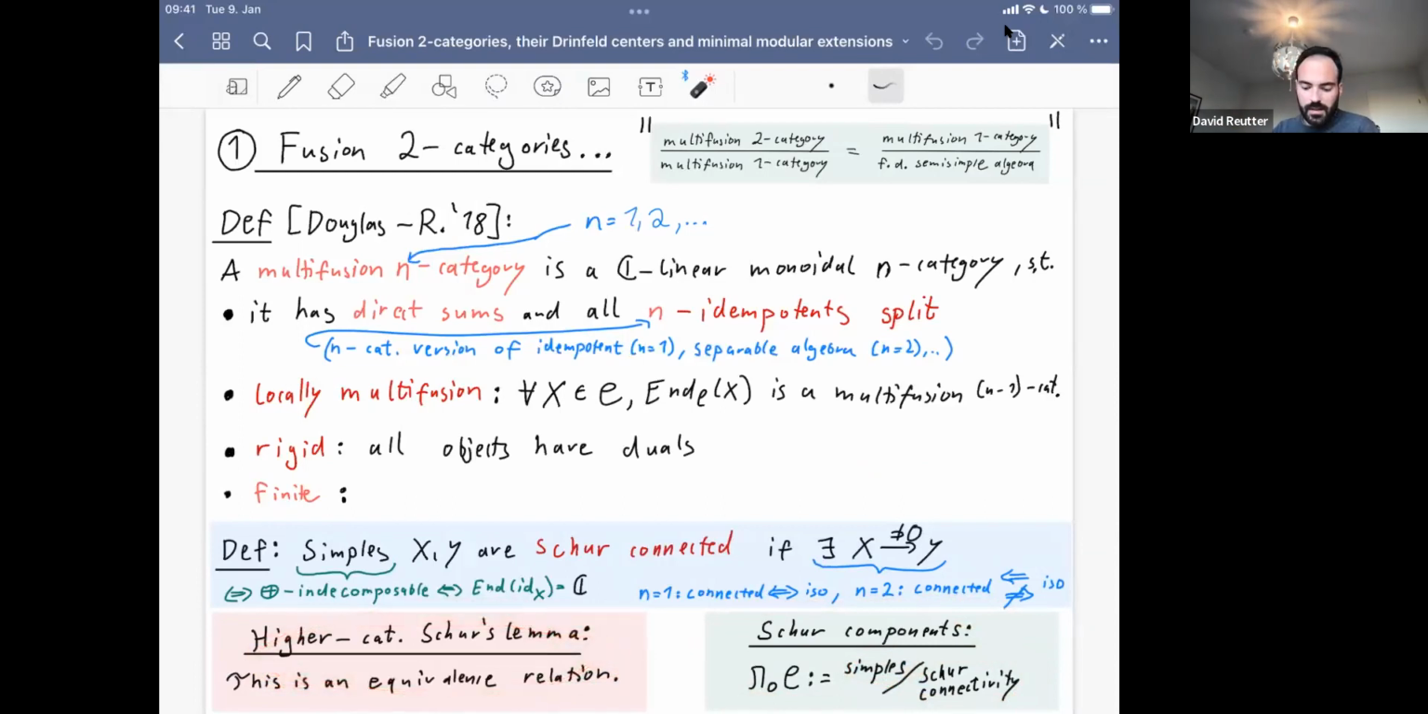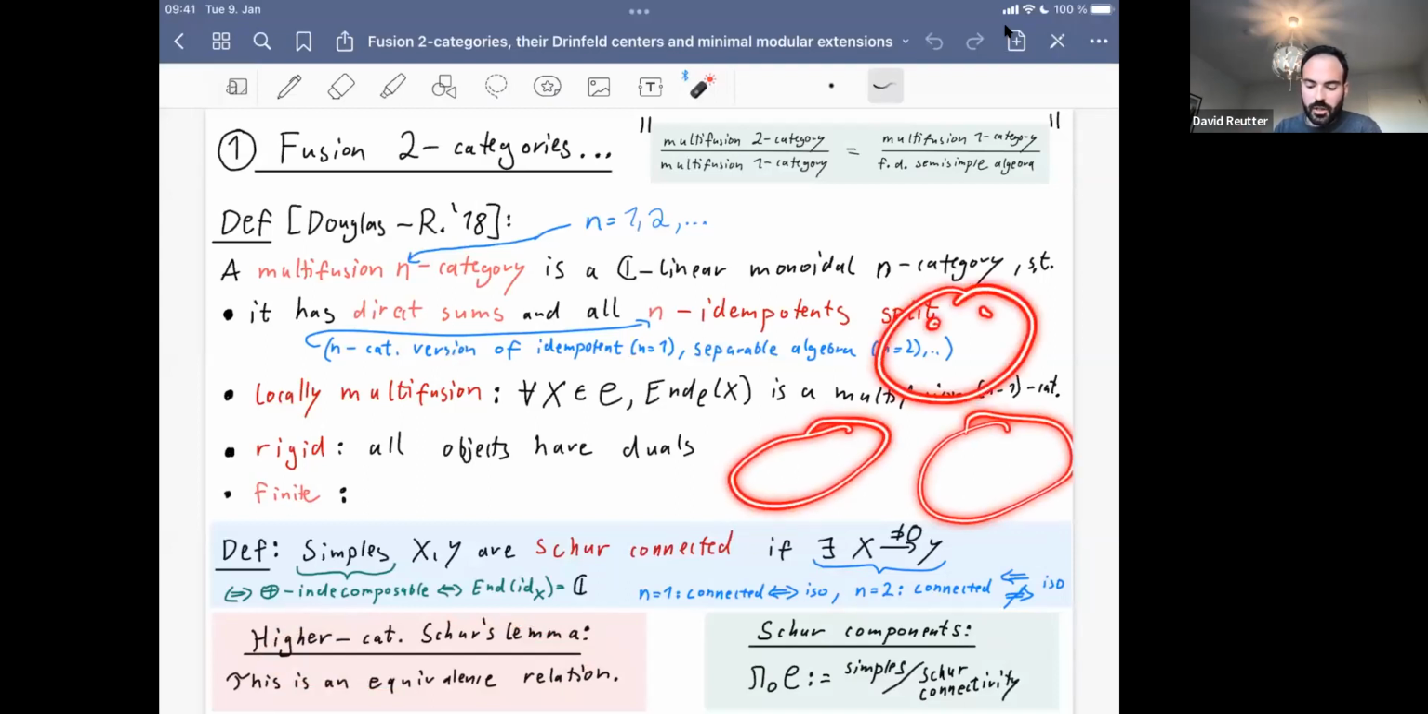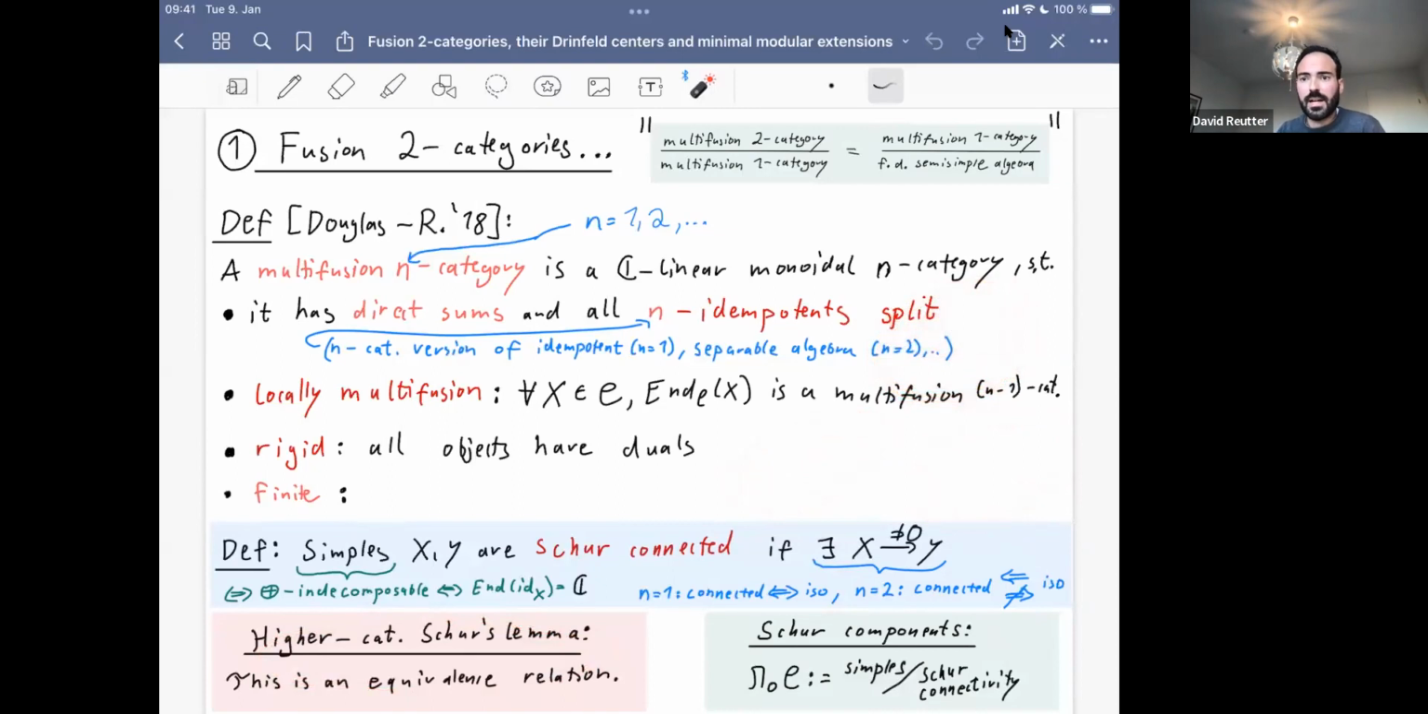And so with this equivalence relation, you should think of a multifusion two category, or a semisimple two category, I guess, as having collections of simple objects where some of them are all connected to one another. If two of them are connected, then all of them are connected, because this is an equivalence relation, and these various blocks don't talk to one another. We'll see some examples in a second. Okay, so that's the definition of a fusion two category.